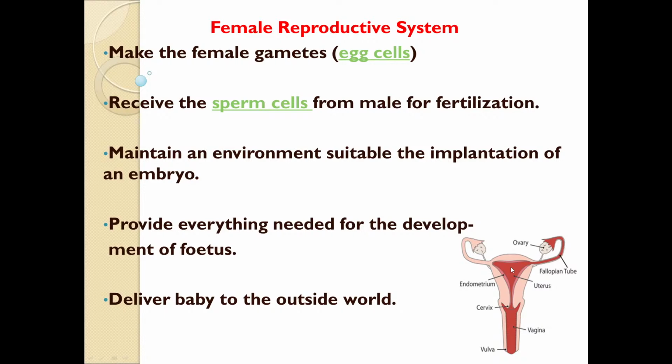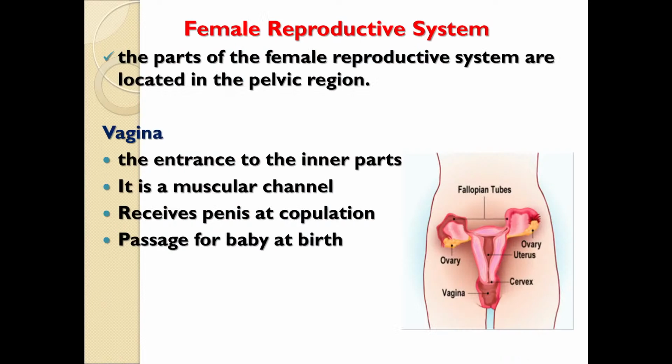So they are saying that that environment will provide everything needed for the development of the fetus. The fetus is basically what is known as the baby. Then delivery, so deliver the baby to the outside world. So the female reproductive organ basically has that function, in that it is responsible for ensuring that the baby is delivered to the outside world.